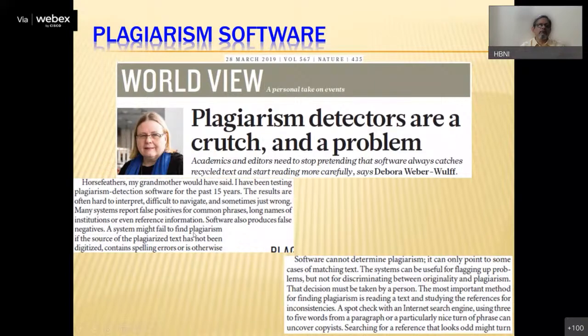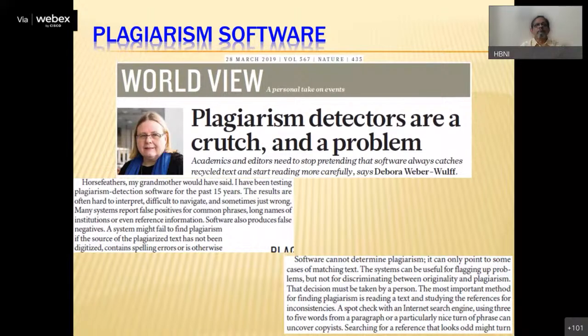The system might fail to find plagiarism if the source or the plagiarized text has not been digitized, contains spelling errors, or is otherwise problematic. So finally, she says, software cannot determine plagiarism. It can only point to some cases of matching text. The systems can be useful for flagging up problems, but not for discriminating between originality and plagiarism. So this decision must be taken by a human being. Okay. So the most important method for finding plagiarism is reading a text, studying the references for inconsistencies, etc. So again, as I said, there's no such thing as the best software for plagiarism detection. So one has to apply mind to it and then decide whether a particular work is a plagiarized work or not.